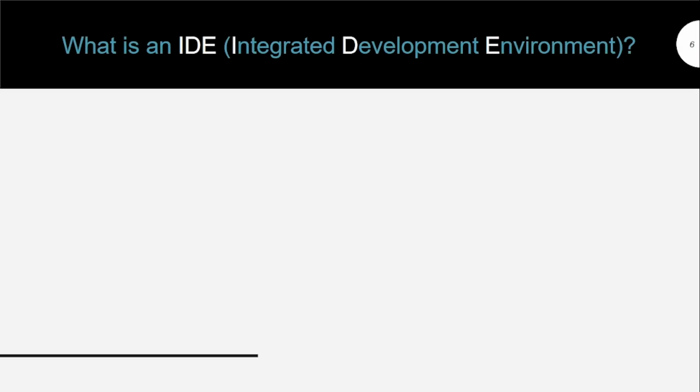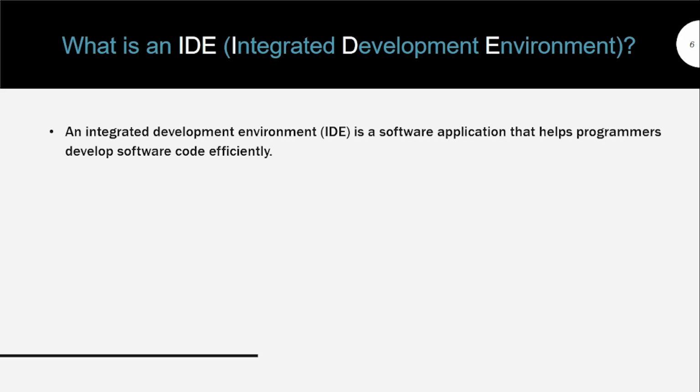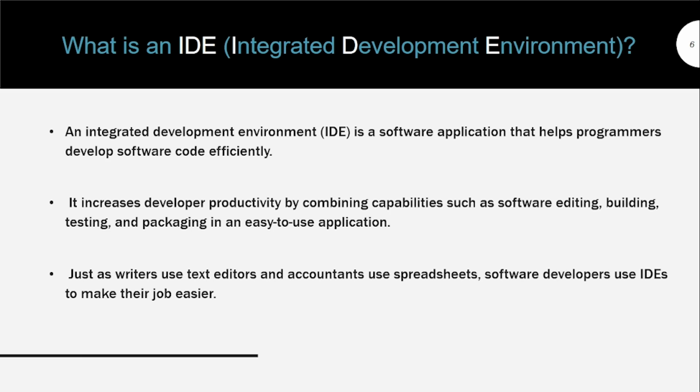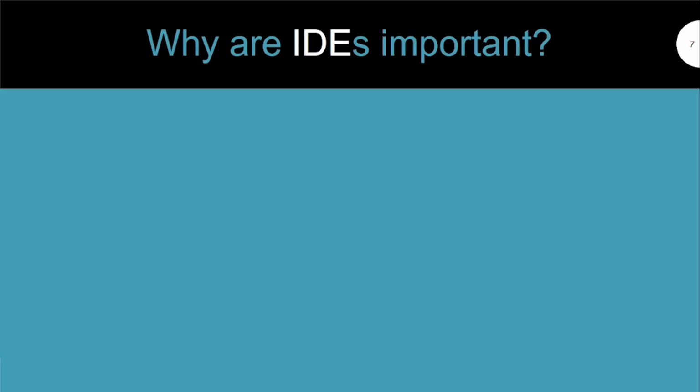The question is, what is an IDE? IDE is an integrated development environment. An integrated development environment, or IDE, is a software application that helps programmers develop software code efficiently. It increases developers' productivity by combining capabilities such as software editing, building, testing, and packaging in an easy-to-use application. Just as writers use text editors and accountants use spreadsheets, software developers use IDEs to make their job easier.